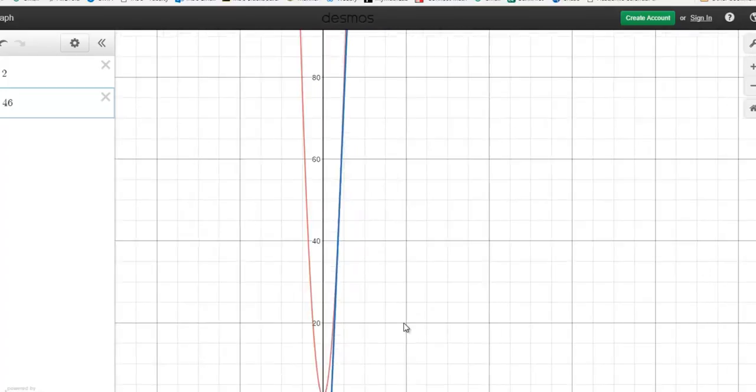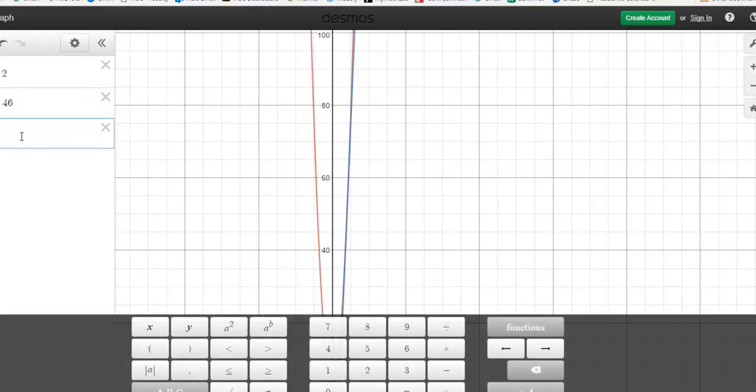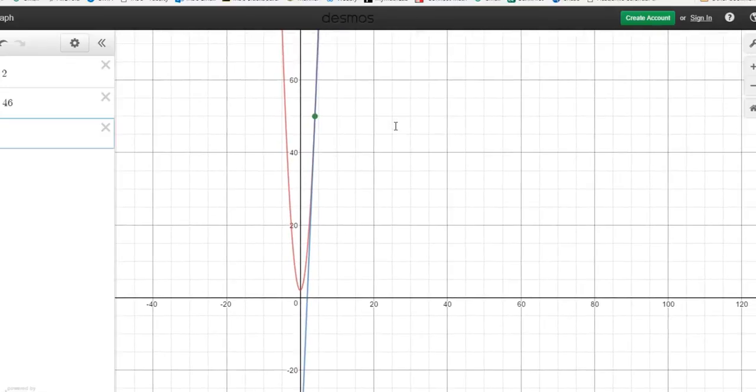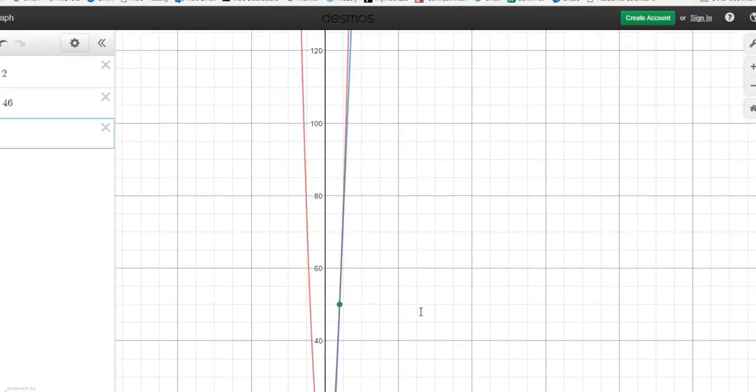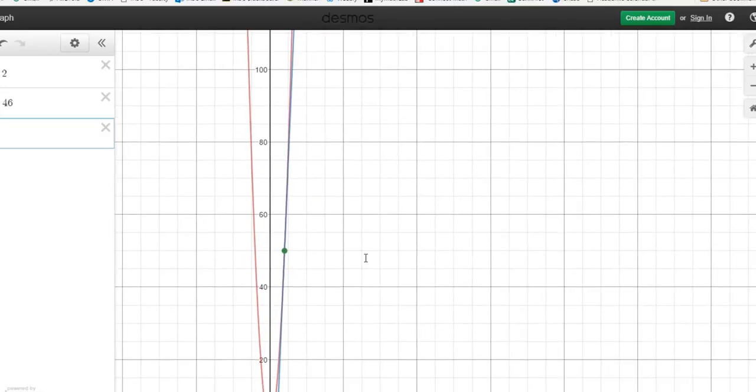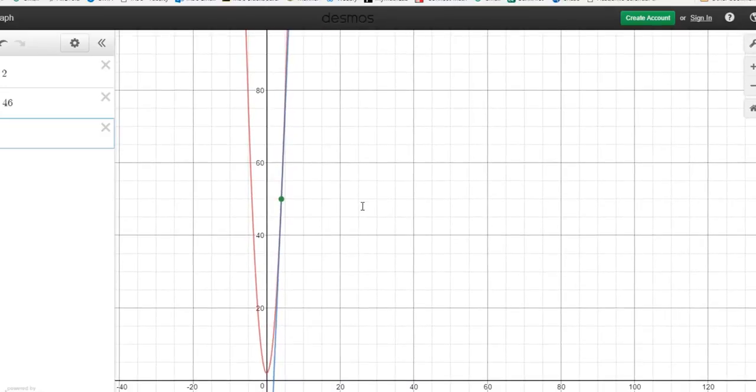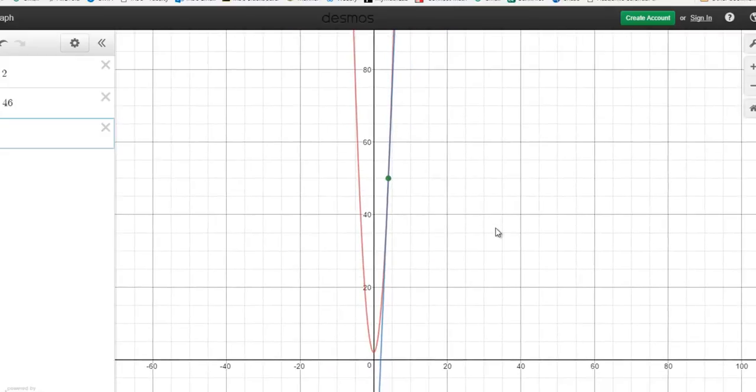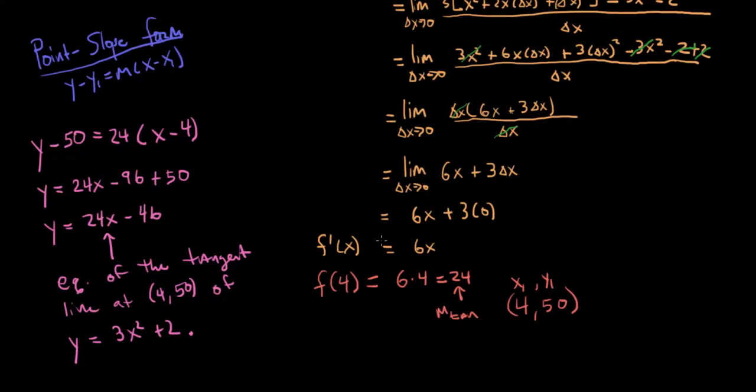Okay. x equal 4. Let's put the point there. The point we were looking at was 4, 50. So there's the green point. That's the actual point of tangency. That's where the blue curve is going to intersect the red line at exactly one point in that very small neighborhood around x equals 4. Okay. So I think I have talked about every little aspect I can about this example.